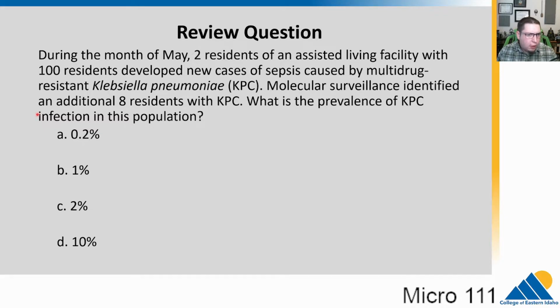Okay, so the prevalence would be 8 because we have 8 people initially infected. We don't know if they developed it here. They probably had it going on, but it's been unnoticed, no signs or symptoms. But then we had 2 extras, so 2 plus 8 is 10. So our answer is 10% because it's 10 out of 100.